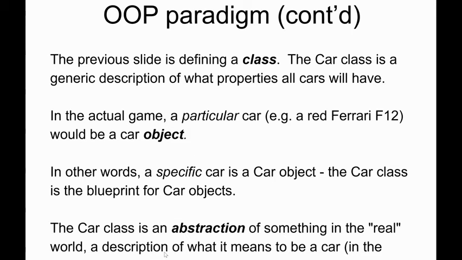The previous slide is defining a class. The car class is a generic description of what properties all cars have. In the actual game, a particular car, for example a red Ferrari F12, would be a car object. In other words, a specific car is a car object. The car class is the blueprint for car objects. The car class is an abstraction of something in the real world, a description of what it means to be a car in the context of the game.